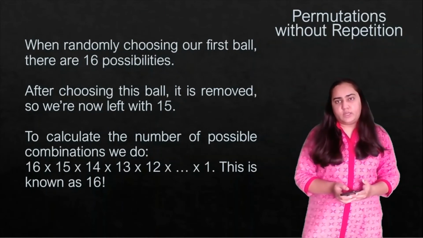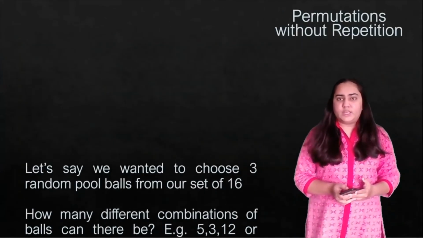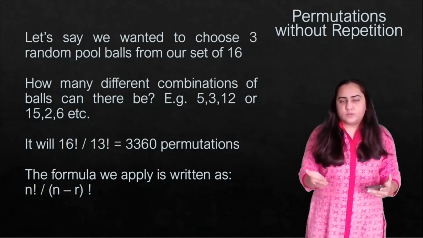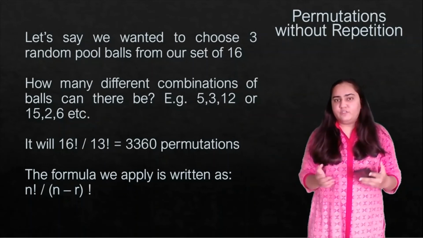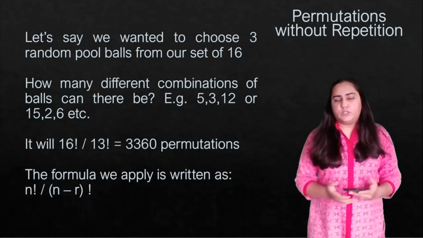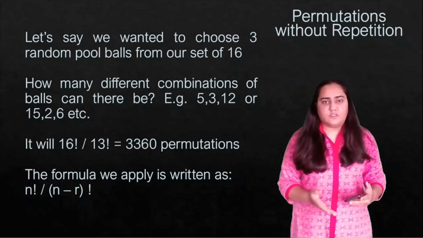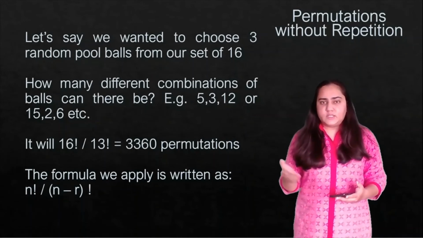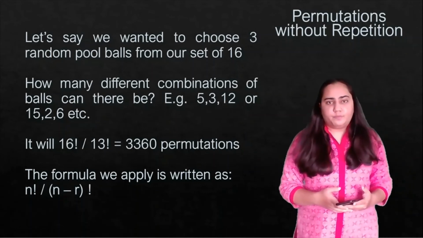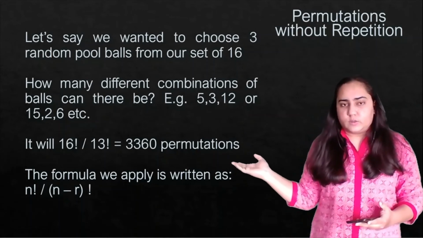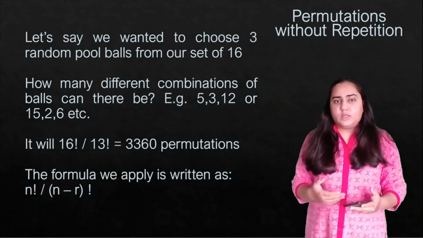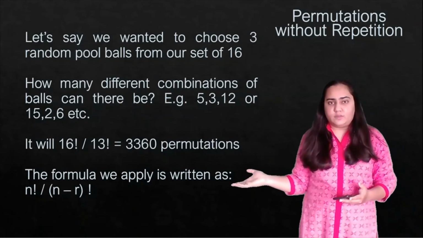So the question that we are going to work with now is this: out of a set of 16 balls, you want to choose 3 balls. If you were to do that, what are the total possible combinations of 3 balls from a set of 16? That would be 16 factorial divided by 13 factorial in this manner, which gives you 3360 permutations, as you can see. And the formula for that is n factorial divided by n minus r factorial.